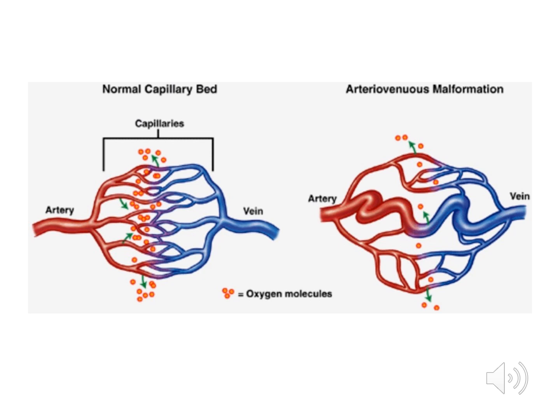Now, sometimes somebody might have a brain scan for some other reason, and they might discover an AVM, and that's kind of a lucky thing, because then we can take steps to try and prevent that AVM from rupturing, and so we can avoid that hemorrhagic stroke. But that doesn't really actually happen that often.